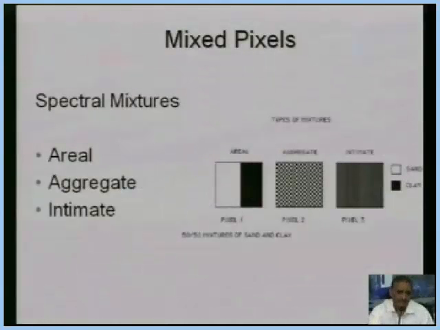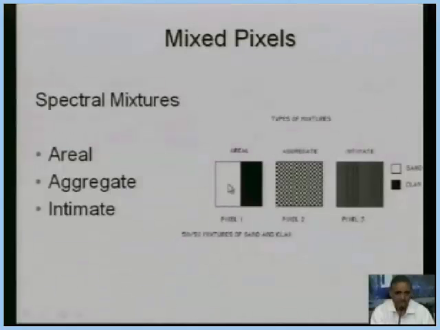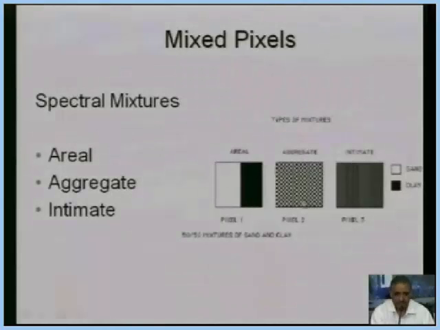There are three ways these mixtures can happen. One is an areal extent, where there is a 50-50 mixture, which is an aggregate. There could be a checkerboard kind of arrangement on the ground, and the other one is randomly oriented or intimate mixing. We have to deal with all these kinds of mixed pixels while doing information extraction from hyperspectral data sets.